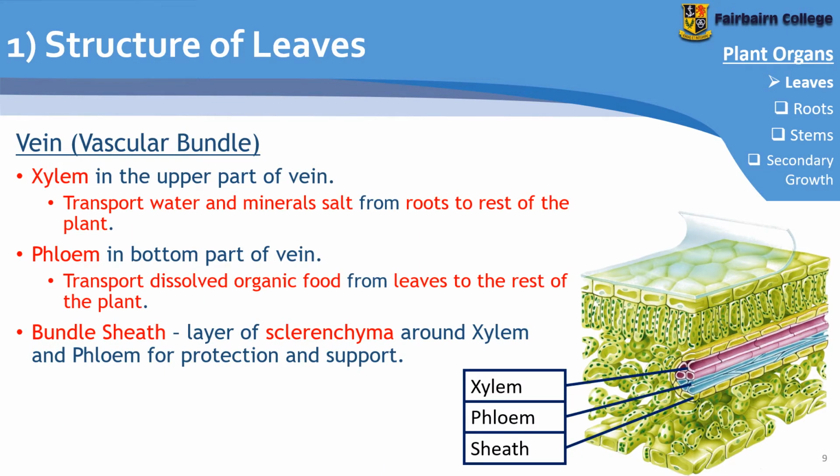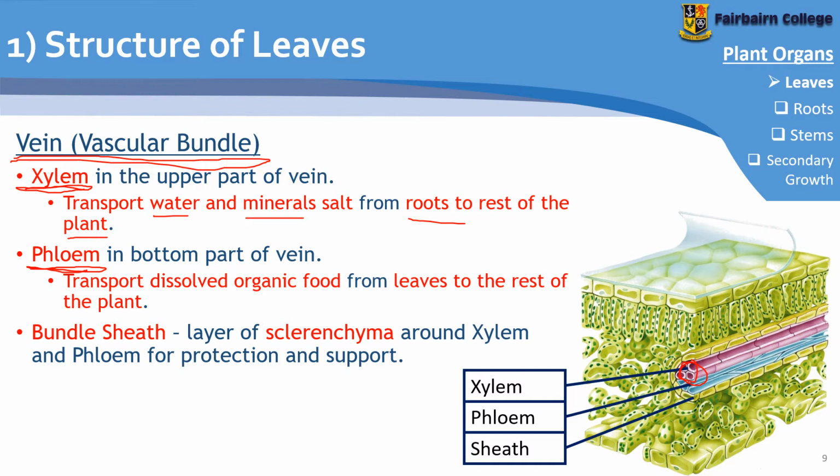The last area inside of the leaf that you will find is the vein, or the vascular bundle. As the name would suggest, the vascular bundle is responsible for transport in the leaf. And our two transport tissues are xylem and phloem. The xylem is usually found in the upper part of the leaf, and its main function is the transport of water and minerals from the roots to the rest of the plant, or in this case specifically to the leaf. So just remember that xylem is in the upper part of the vein, and it's responsible for the transport of water and minerals from the roots to the rest of the plant.